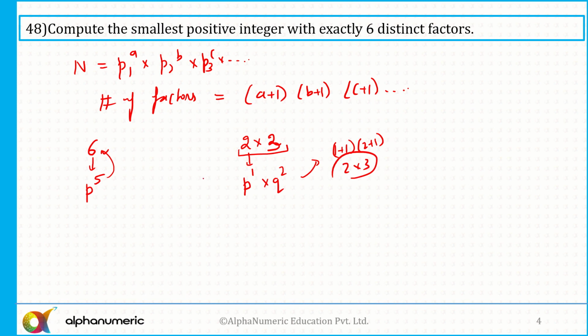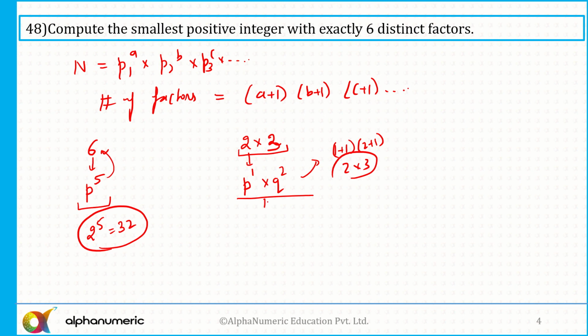So there are only two possible forms of numbers. Okay, if the number has 6 factors, either it will be in the form of p raised to power 5 or it will be in the form of p raised to power 1 into q square. So I need to find out the smallest. So what is the smallest number which is in the form of p raised to power 5? Where p is a prime number, I can say 2 raised to power 5, and 2 raised to power 5 is 32.